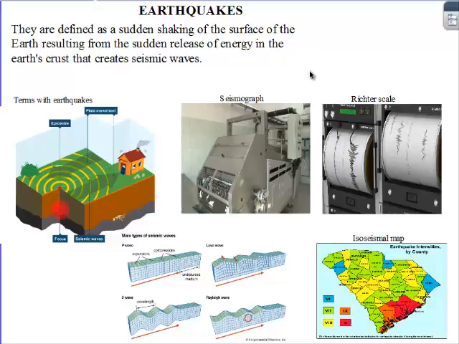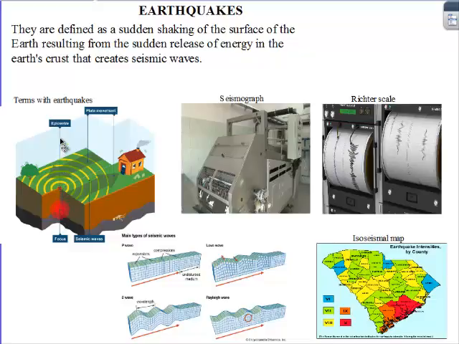We looked at the terms associated with earthquakes, where we looked at the focus, or the origin, or the hypocenter. We said the focus or the origin is the point where the earthquake begins, or the point where an earthquake occurs. You can also say that the focus is the point where the energy of an earthquake is released.